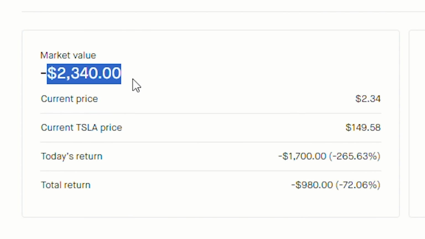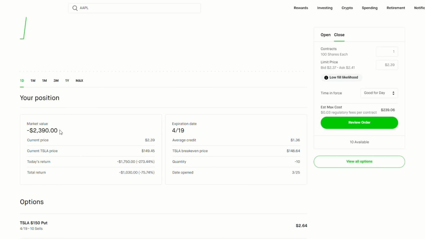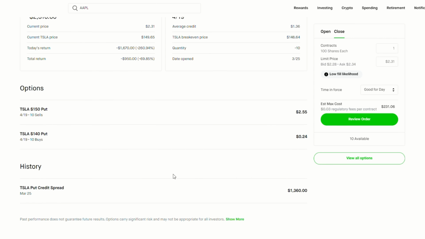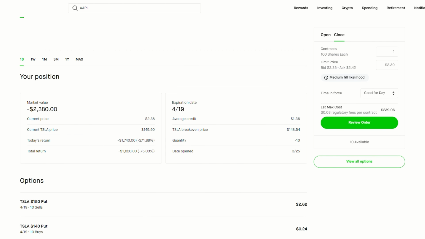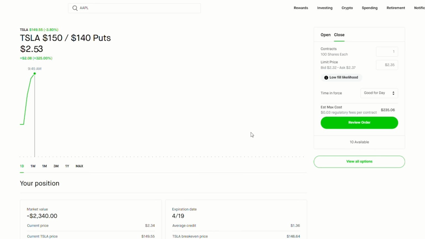I will incur $2,304. Basically, that's how much it costs, but although I did collect income. So if you look here, I collected $1,360 when I opened this up a couple of weeks ago. And now it's worth this much. So my total loss is exactly negative $1,000. All right, so this is what I can do.